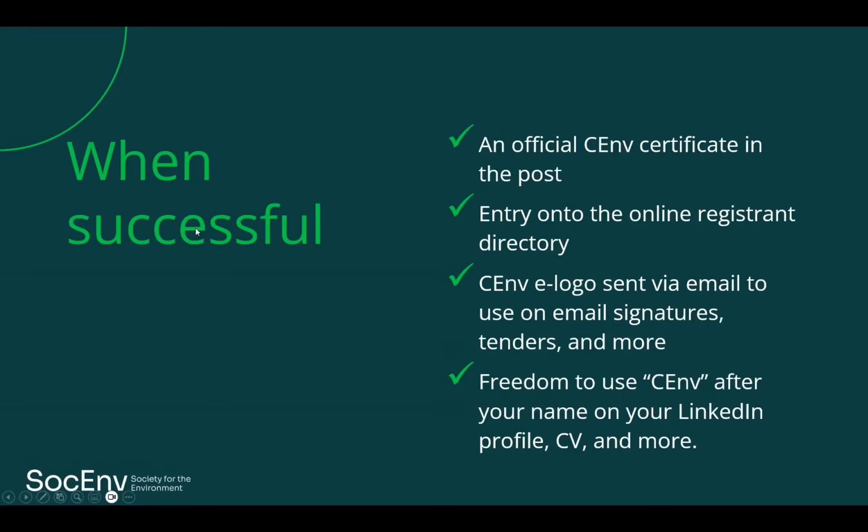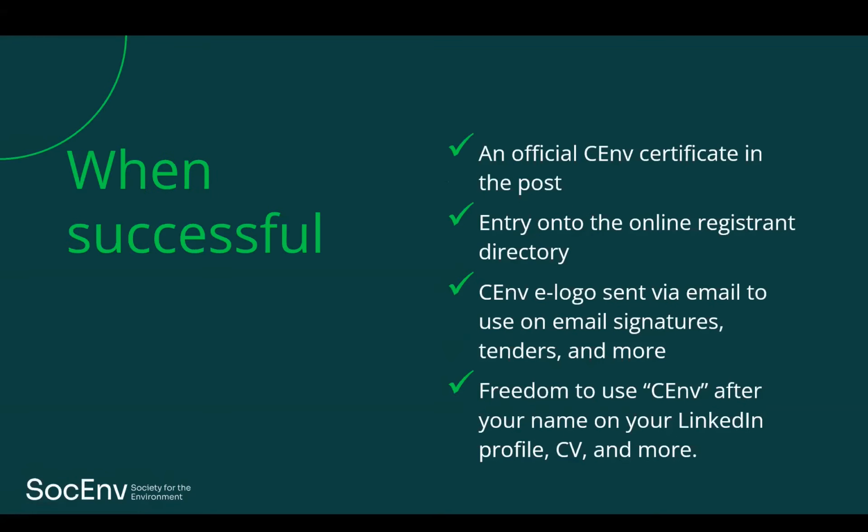So we're going to picture the scenario for the next bit. You have been successful in achieving your CEnv goal. What can you expect to happen next? So firstly, your professional body will inform us of your successful application, which will trigger us to add you to the official register here at the Society for the Environment. We will send your official CEnv certificate to you in the post with a CEnv badge. We will then add you to the online directory of registrants on our website, which you can use to prove your CEnv status to clients and so on.